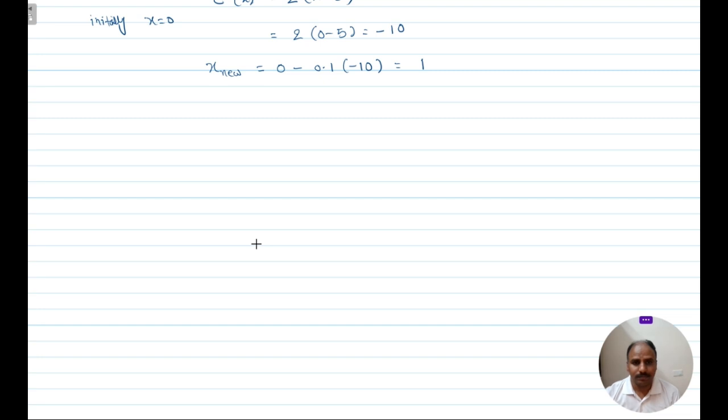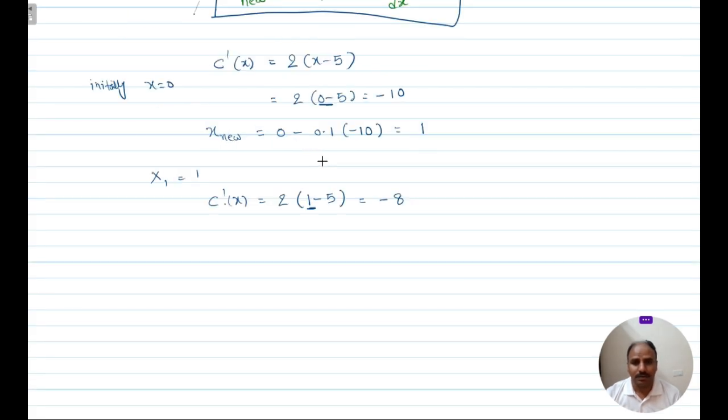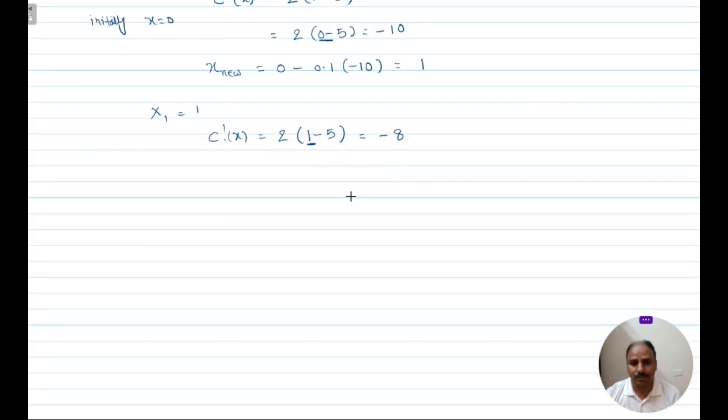Now, right now the x new, that is x1, you can take it as 1. Again we are substituting this in the formula, that is c dash of x: 2 multiplied with the new value 1, minus 5, equal to minus 8. So initially we had taken 0, now we have taken 1 because x new is 1. We simply substitute this in the formula.